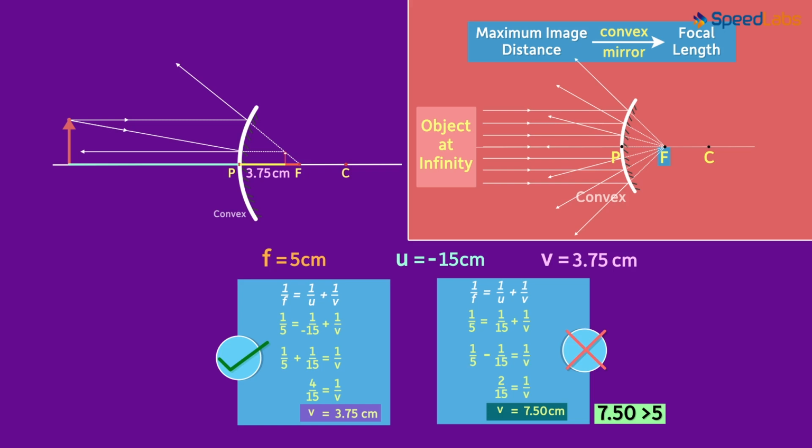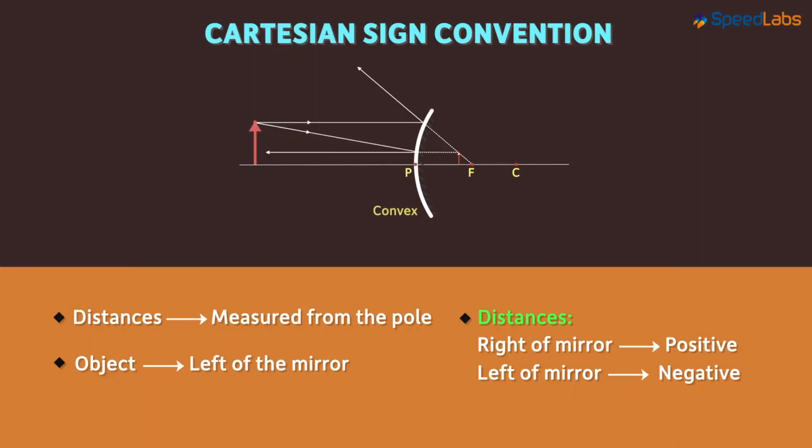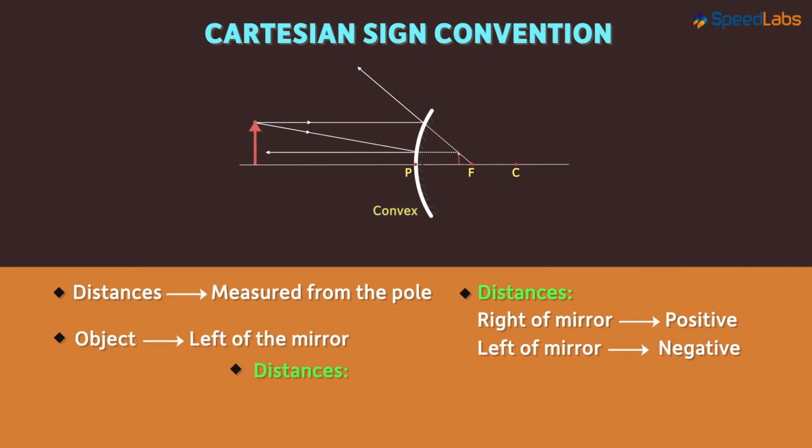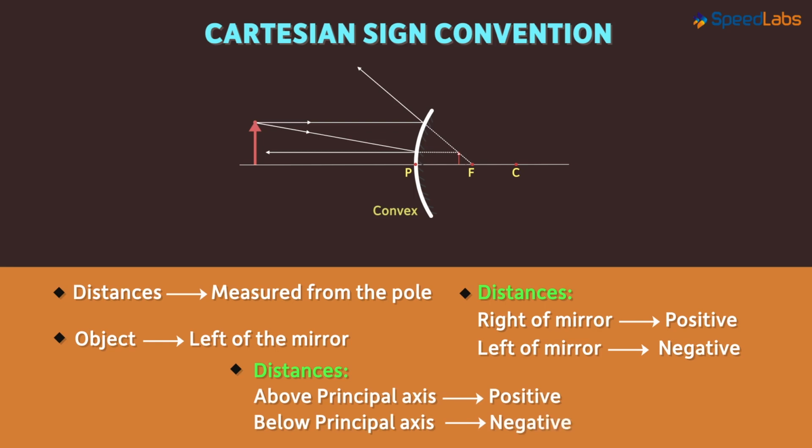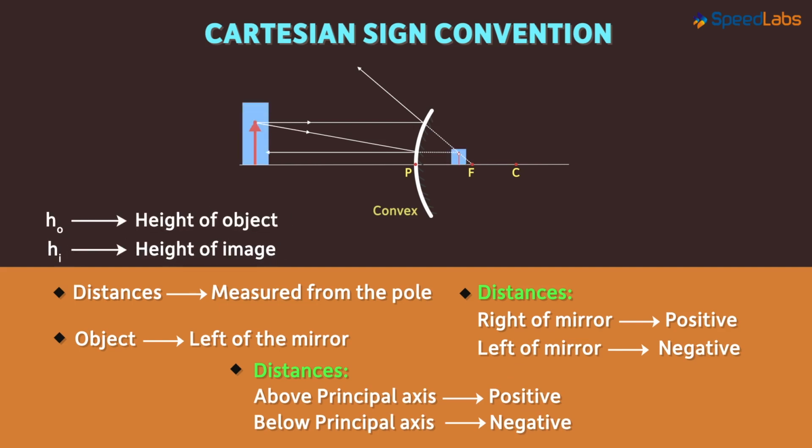Okay, this was all about the third rule. There is one final rule which is left. It says that all distances measured perpendicular to and above the principal axis are taken as positive, and distances measured perpendicular to and below the principal axis are taken as negative. Above positive and below negative. So if we were to consider heights of the object and the image, both these distances from the axis are above the principal axis. Hence, they are taken as positive heights.